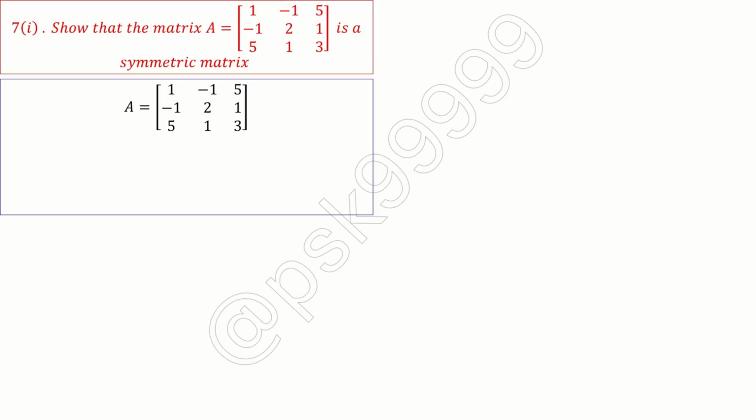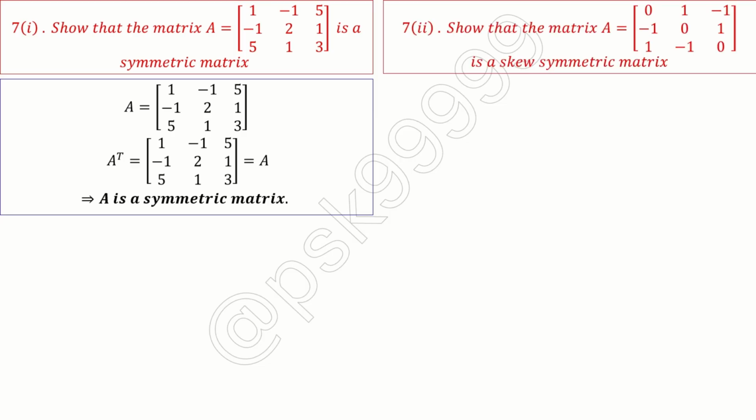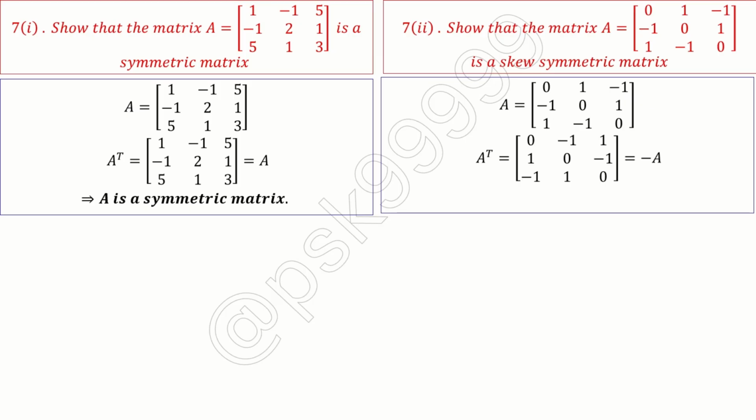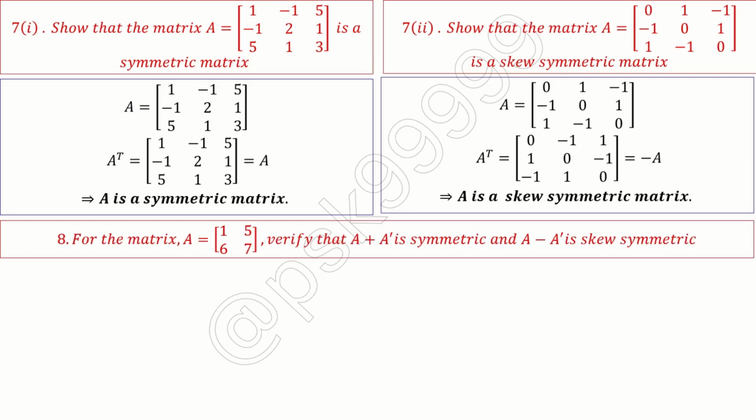Show that this matrix is a symmetric matrix. How do you show? Find out A transpose and cross-check with A. It should be equal. Correct? This is A. This is A transpose, which is the same as A, which means it is symmetric. Okay. Show that this is skew symmetric. How do you do it? Same way. A is given. A transpose is this value, which is nothing but exactly minus of A. If you apply minus to every element of A, you will get A transpose. Correct? So that means it's a skew symmetric matrix.